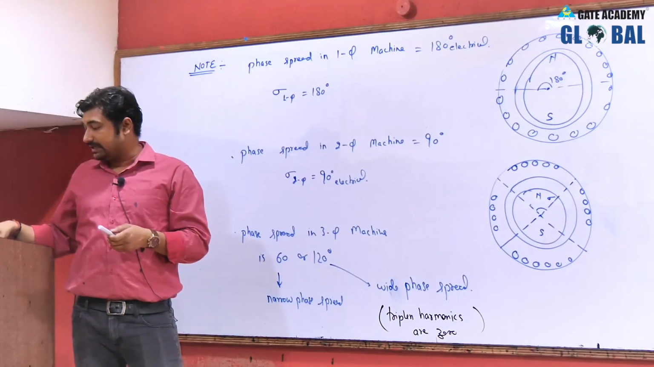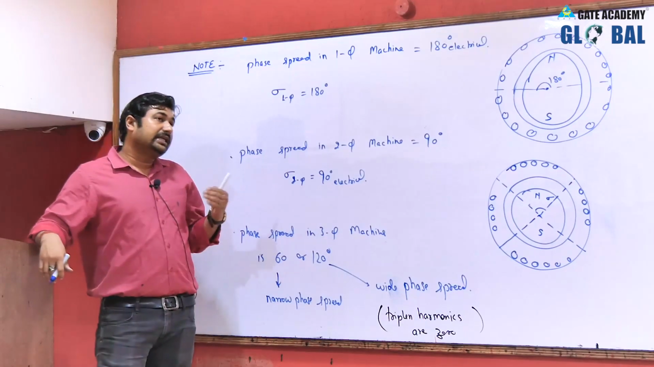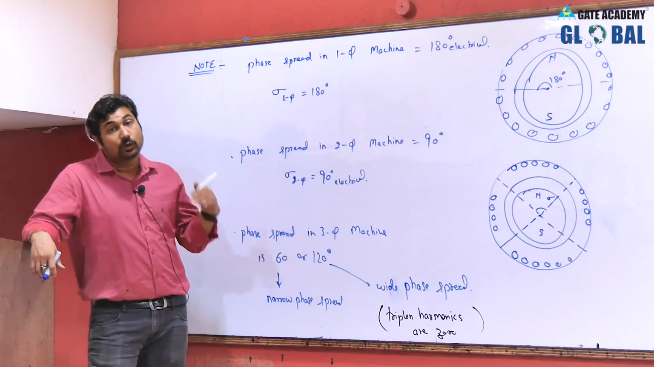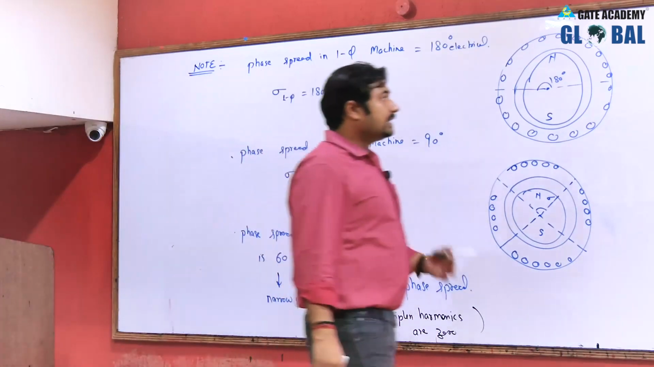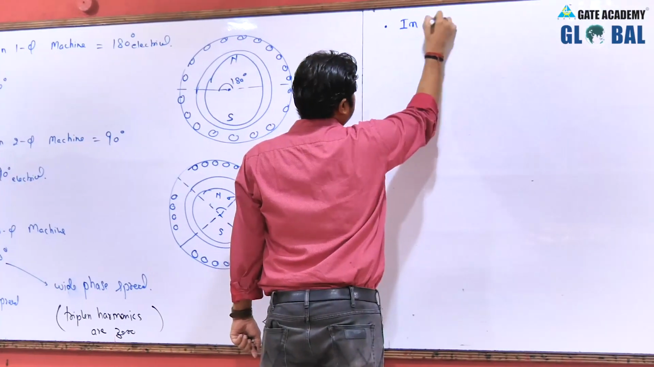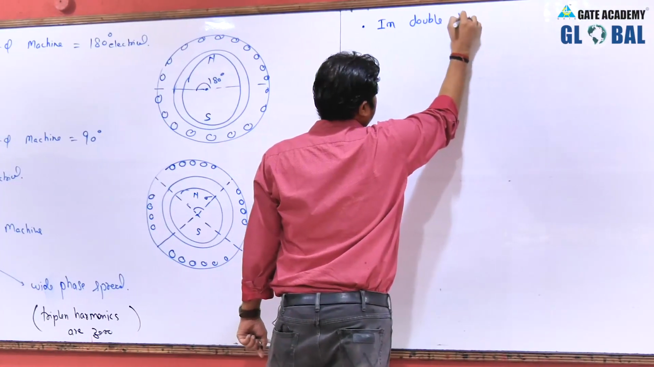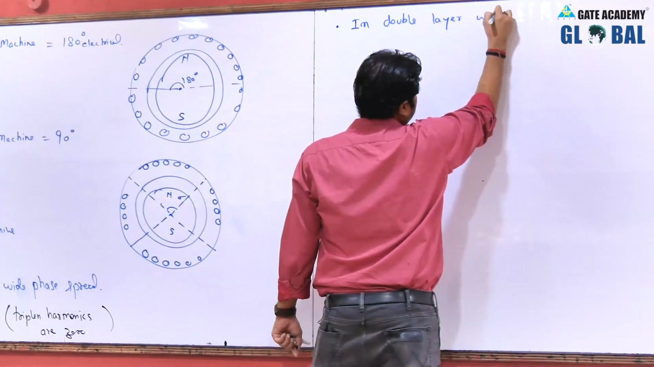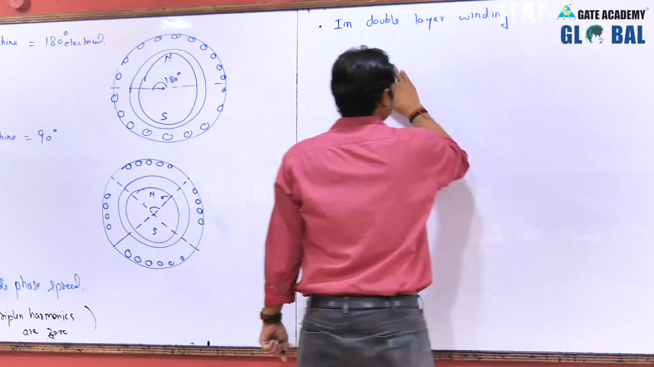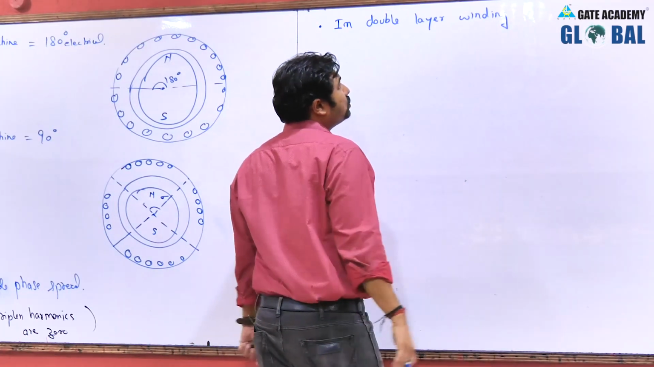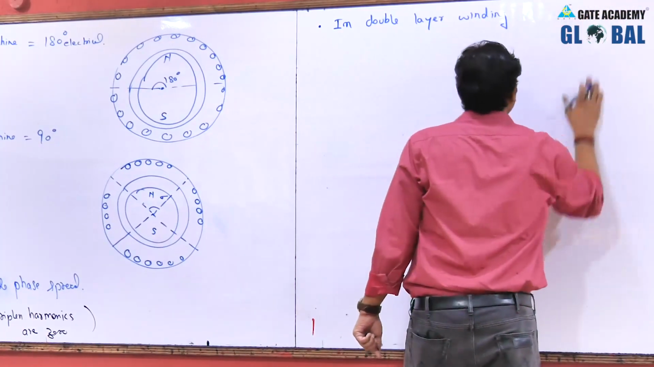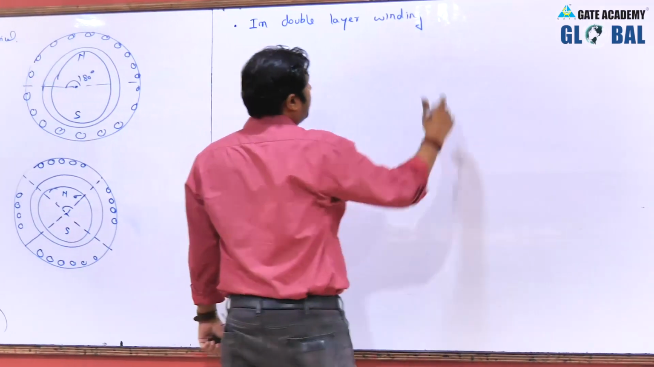60 degree phase spread can be given by a double layer as well as a single layer winding. However, 120 degree phase spread can only be provided by a double layer winding. In case of double layer winding, you can say one more point. In double layer winding, each slot contains two half portions of the coil.